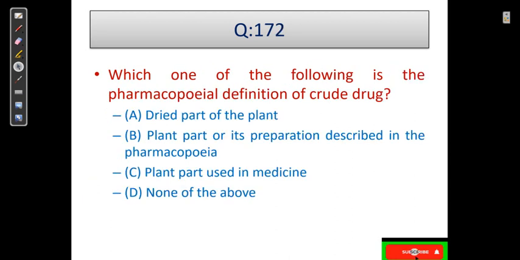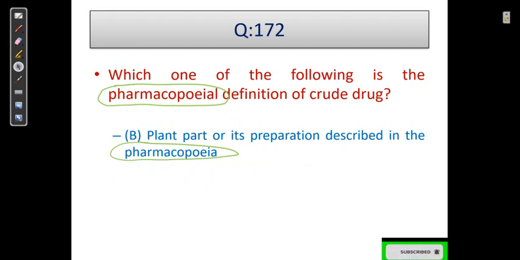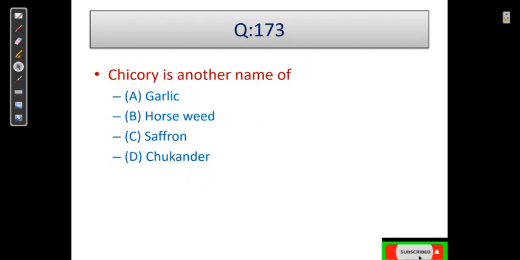Which one of the following is the pharmacopoeial definition of the crude drug? Dried part of the plant or its preparation described in the pharmacopoeia. इस क्वेश्चन में देख लीजिए, फार्माकोपिया में दिया हुआ है, वही फार्माकोपिया में आएगा। ठीक है, this is also the correct answer.